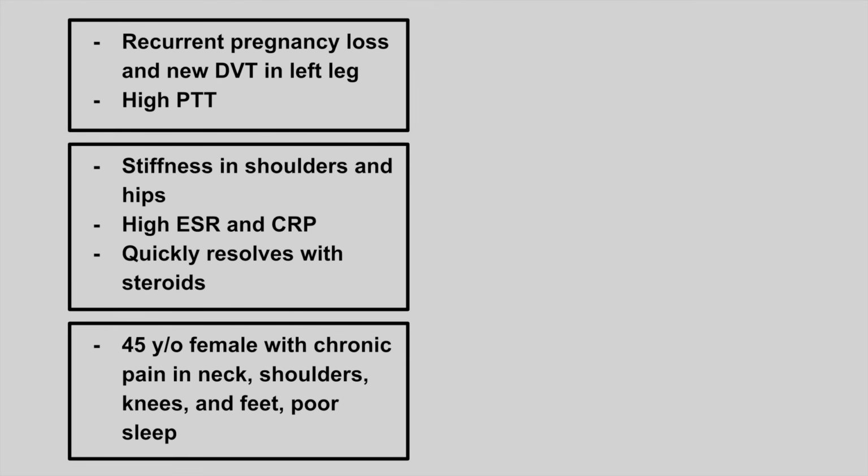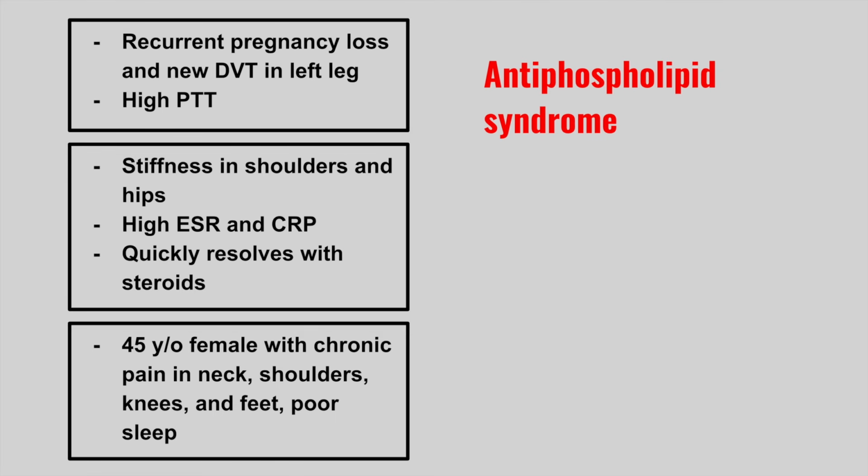Next, we have a patient with recurrent pregnancy loss, and they develop a new DVT in the leg, and they have a high PTT. So this is called antiphospholipid syndrome. Next, you have a patient with stiffness in the shoulders and hips, high ESR and CRP, and it quickly resolves with steroids. So this is polymyalgia rheumatica. And remember here, it can also be associated with giant cell temporal arteritis.